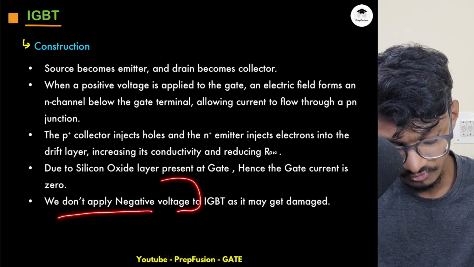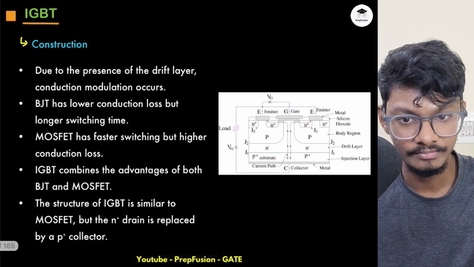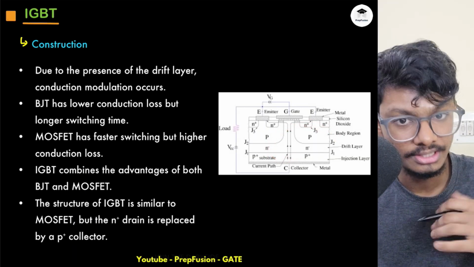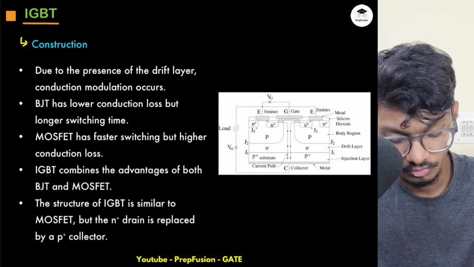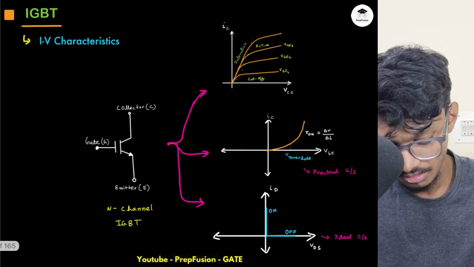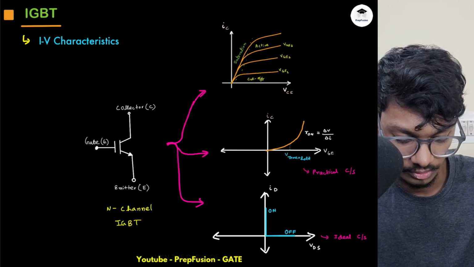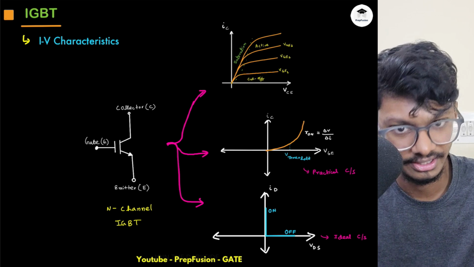We don't apply negative voltage to an IGBT as it may get damaged. Again, it has a problem of getting damaged if we apply a negative voltage. So we don't work in the reverse direction of the IGBT. These are the IV characteristics of the IGBT. We only use the positive voltage, we don't use the negative voltage.